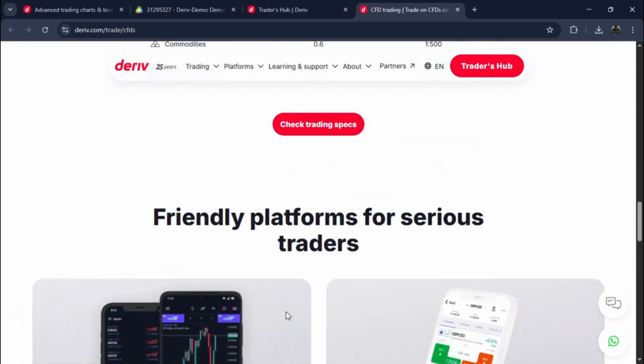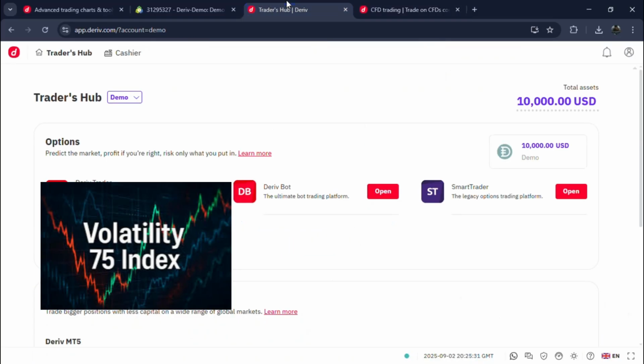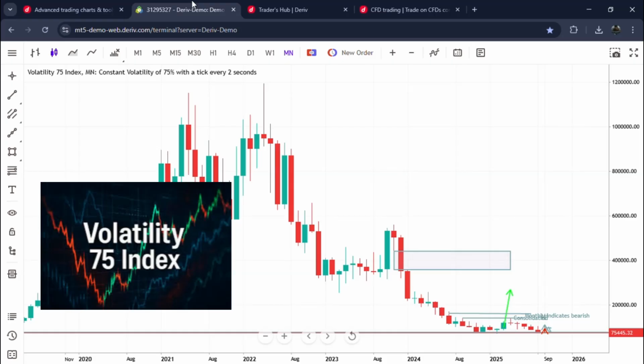So let me explain V75 a bit before we continue with our top-down analysis. V75, understand that categorically, they are algorithmic. They are not tied to any real-world events. They're just designed to mimic the volatility of live markets through CFDs. That's one thing you're supposed to understand. They don't have anything to do with fundamental analysis. They only mimic real live market events.